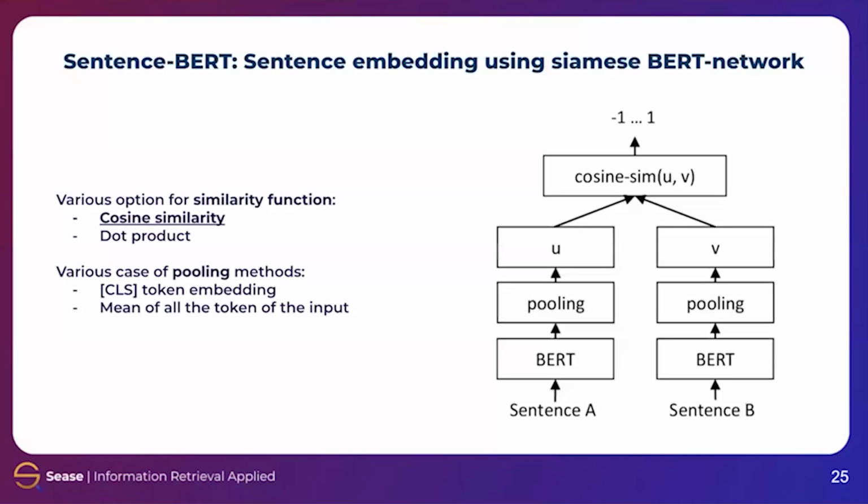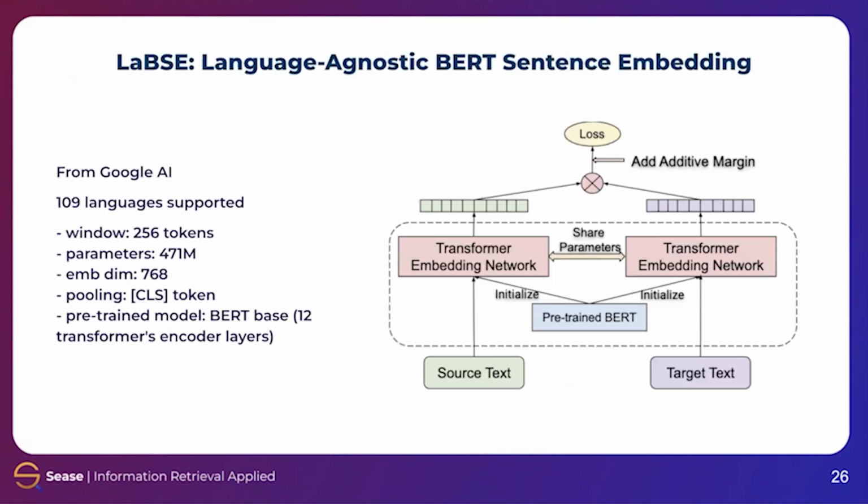After that, I use a similarity function that can be cosine similarity or dot product. They are different because cosine similarity is a normalized version of the dot product. So cosine similarity is between -1 and 1, while the dot product you cannot control.